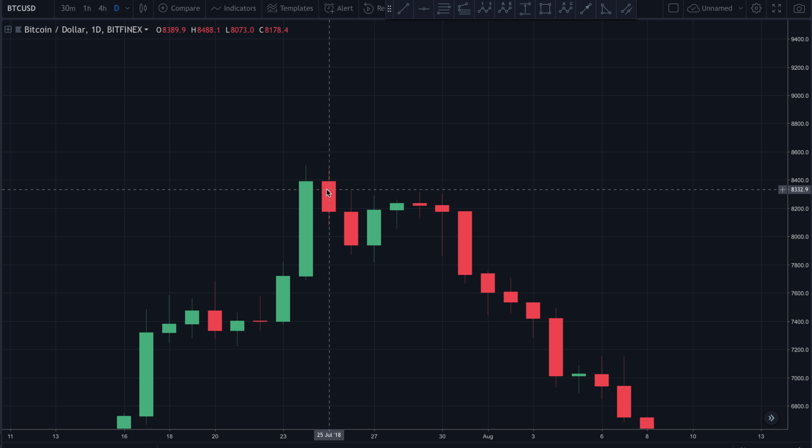Now, if I want to know what the high is, I can come over there to, again, look at the left-hand side. We can see the H. It says the high all the way up here, the top of this wick. The high was $8,488.10, and the low, looking at the bottom of this wick, is $8,073.00. So does that make sense?